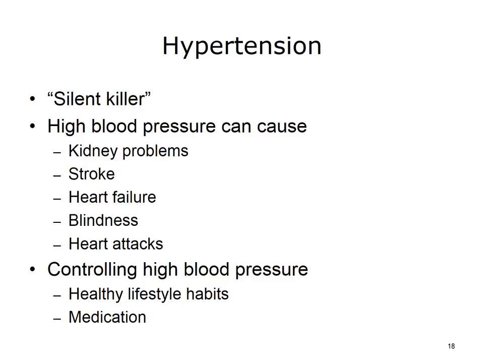Hypertension is the next cardiovascular condition that we'll discuss. Hypertension is often referred to as high blood pressure. Hypertension results in damage to organs by consistently causing high blood pressure in vessels of individual organs. It is typically called a silent killer because many people have it but don't know it. Hypertension can cause life-threatening illnesses like kidney problems, stroke, heart failure, blindness, and heart attacks. You can control high blood pressure through healthy lifestyle habits and taking medication if needed.